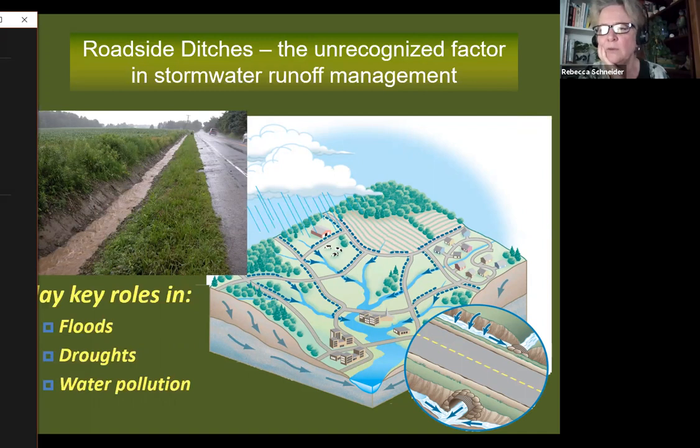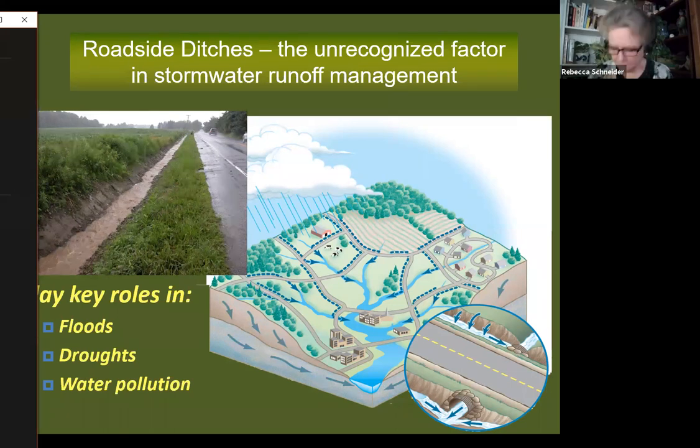more than a decade on a very small piece of this puzzle called roadside ditches. Until we actually got working on this, they were the unrecognized factor in stormwater runoff and management. We were interested in what role roadside ditches played in floods and droughts and water pollution. I'm talking about the depressions that run next to every road that are put there to capture the water running off the road so it doesn't flood, so it's safe for us. And they also prevent the soil from under the road from freezing and cracking the roads. That's why they're put there.